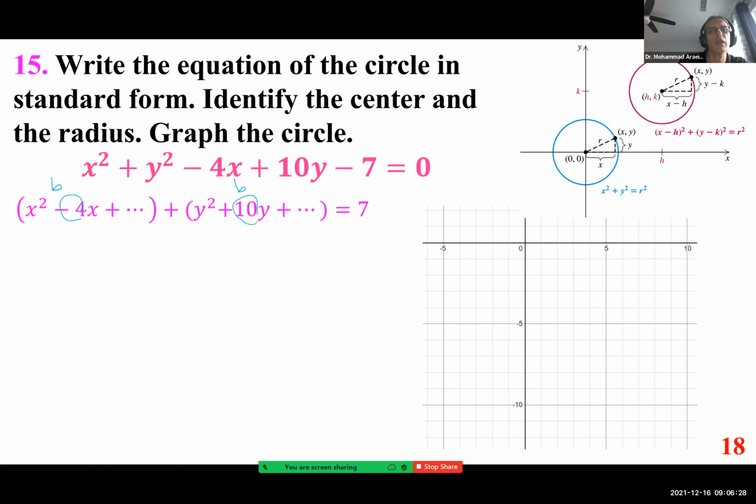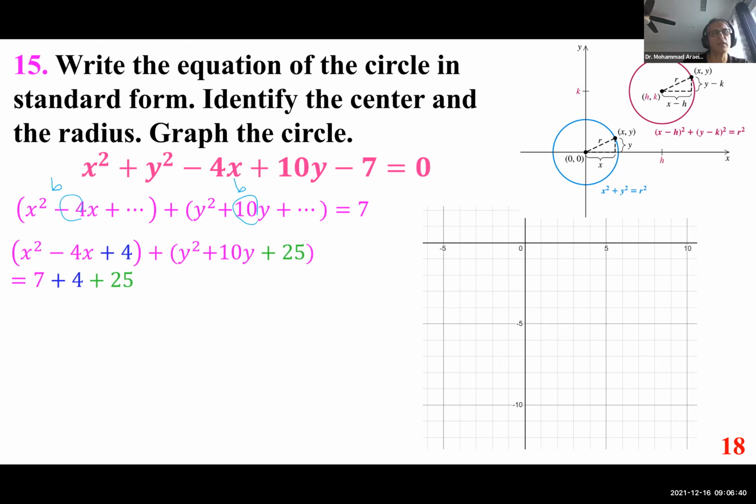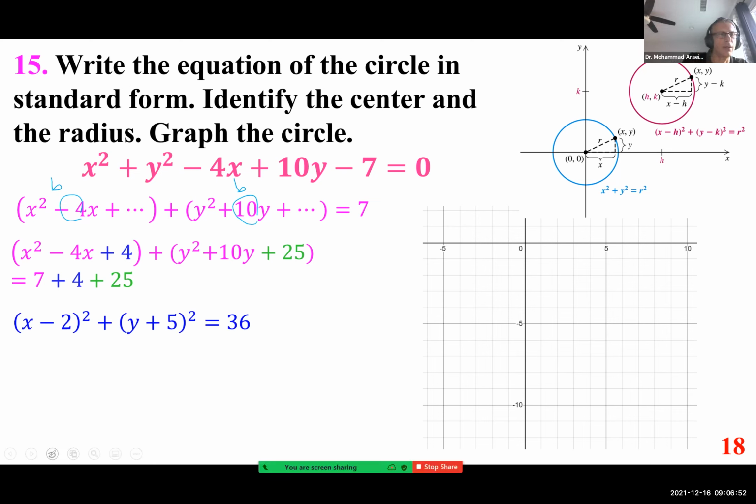And this one is b. 10 divided by 2, 5, squared is 25. So we are going to add 4 to both sides for the first parentheses, 25 to both sides for the second one. Well, we are practically there. Here's the center, 2, -5. Here's the radius, square root of 36, which is number 6.